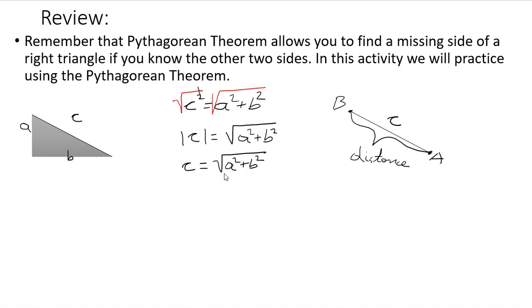But in order to find the distance of this hypotenuse or this segment, we have to have A and B. That means we have to have those two sides or legs of the triangle. And because now we're talking about distance, instead of C, I'm just going to call it D. D for distance is equal to the square root of A squared plus B squared.